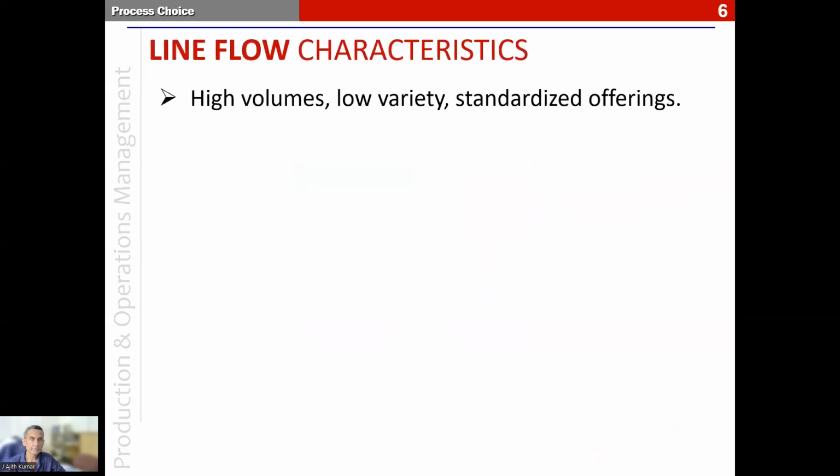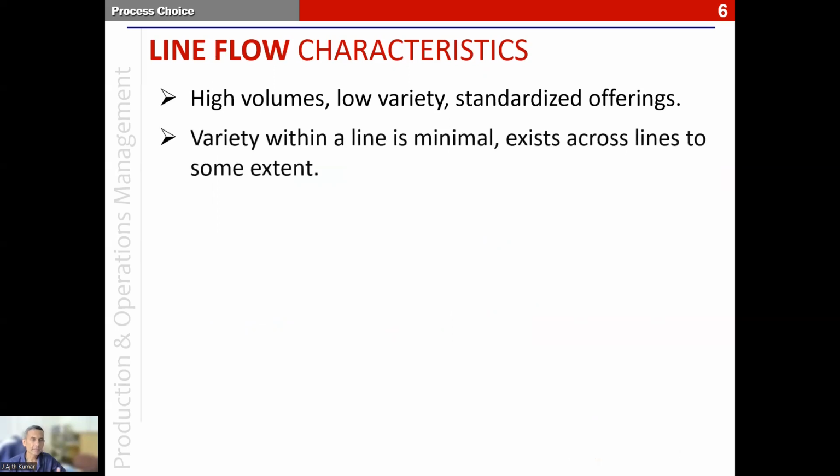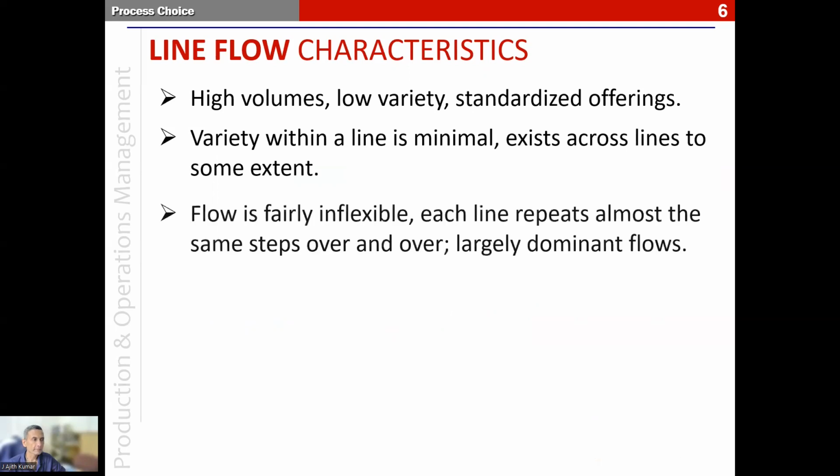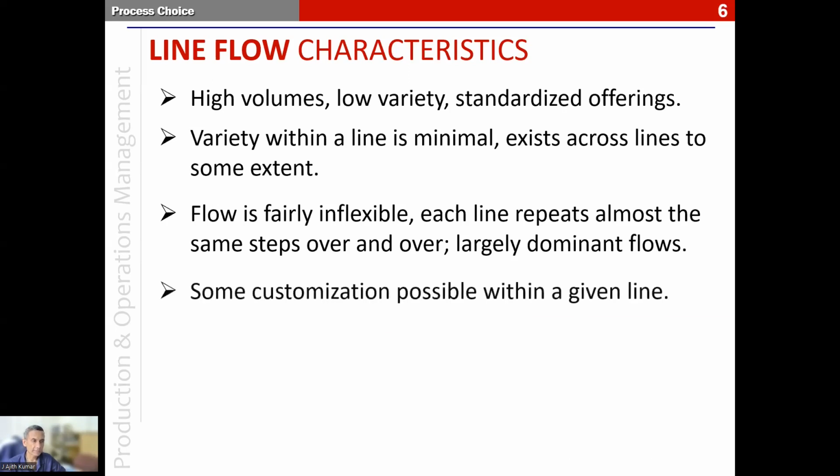So the characteristics of a line flow process are high volumes, very low variety, and highly standardized offerings. The variety within a line is either zero or is minimal. The flow is fairly inflexible, meaning that you can't change product to product. Unlike in a job shop, where there is a high variety of products, in a line flow, variety is very low, and the repetition is very high.